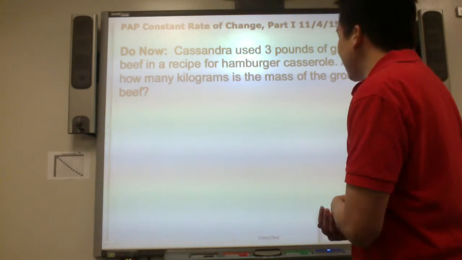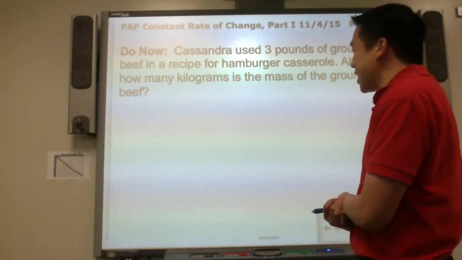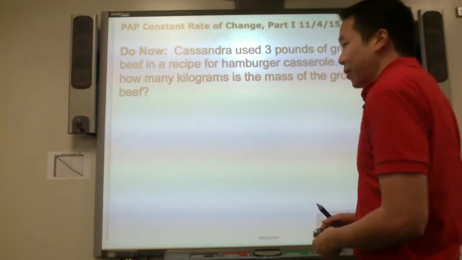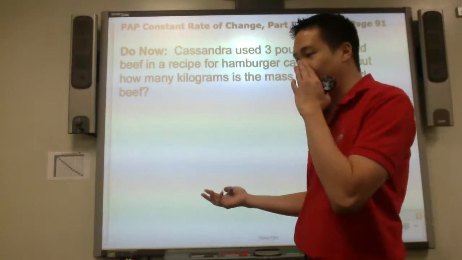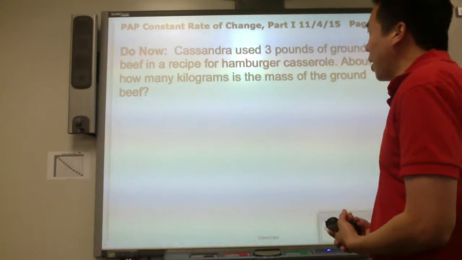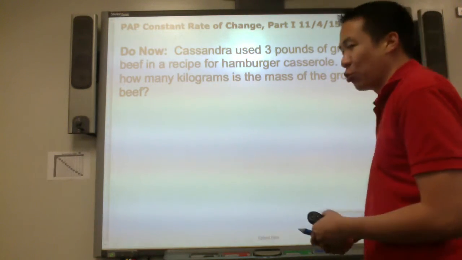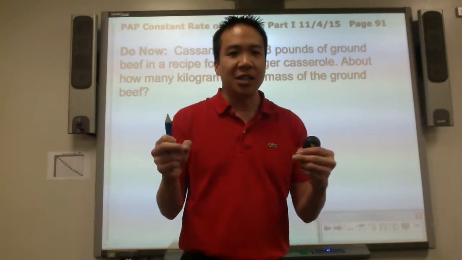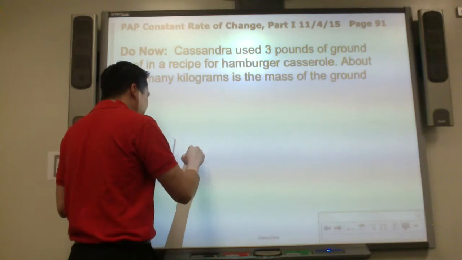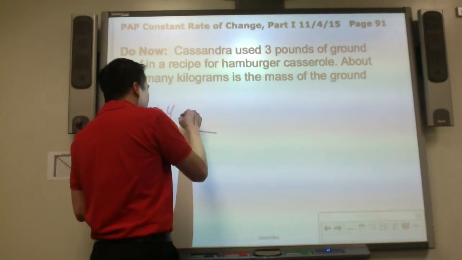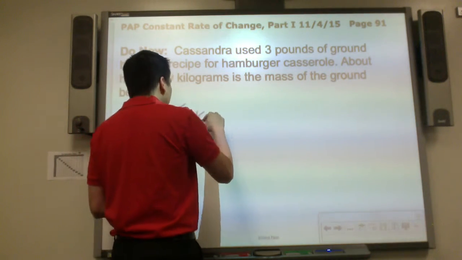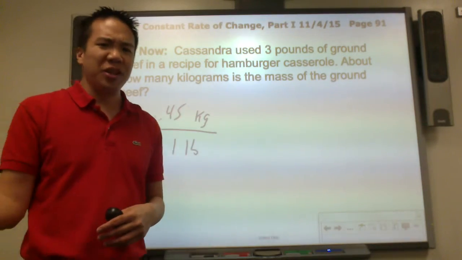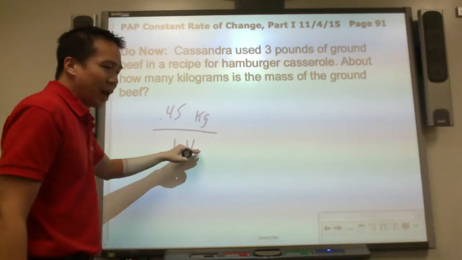Cassandra used 3 pounds of ground beef in a recipe for hamburger casserole. That's in America. However, as she goes to Canada, England, or Hong Kong, about how many kilograms is the mass of the ground beef? If you look at your metric and customary conversion chart, it says there are about 0.45, it's like 0.4536, kilograms for every pound.